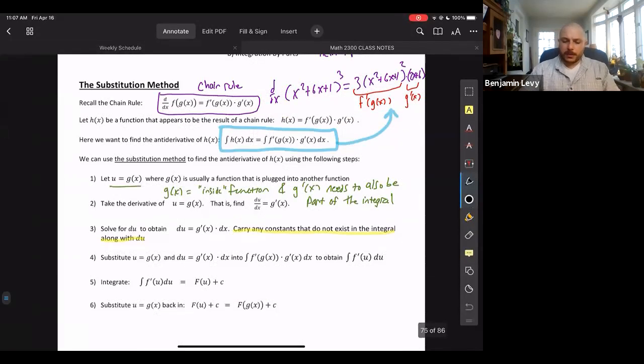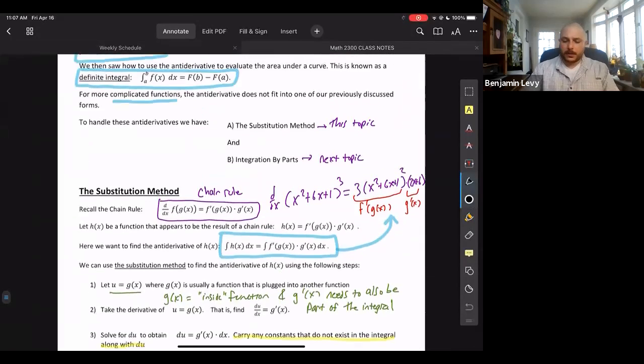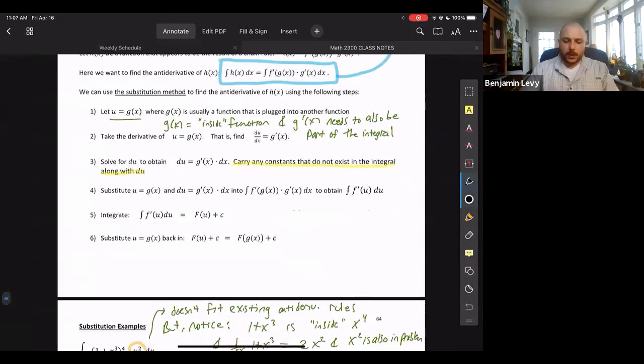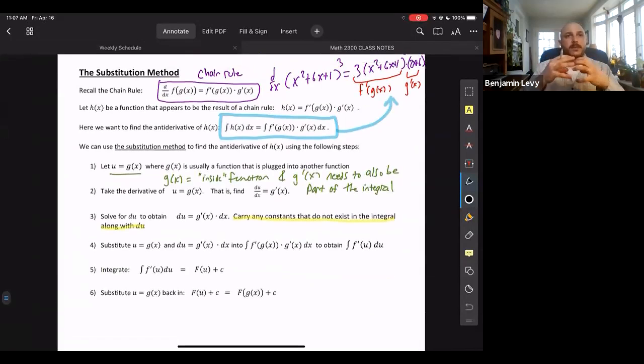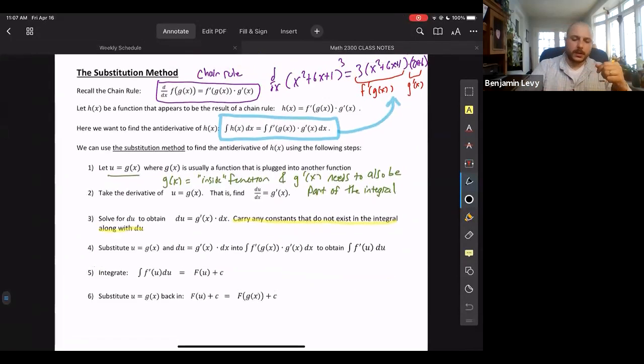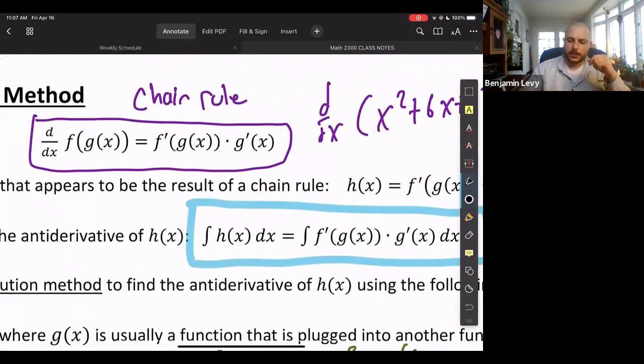But as we're doing these, we're following these 6 steps that are listed here. But the whole goal is to try to identify something in the problem. If we're just looking at the chain rule, let's remind ourselves what the chain rule looks like.